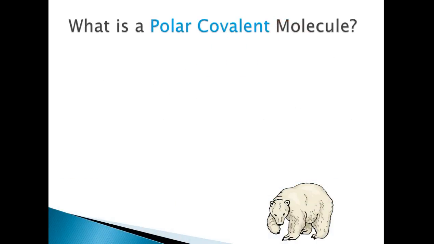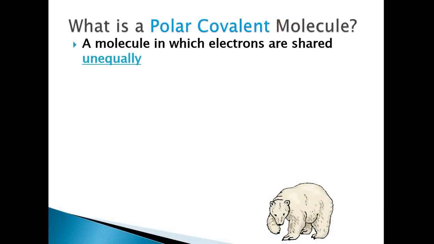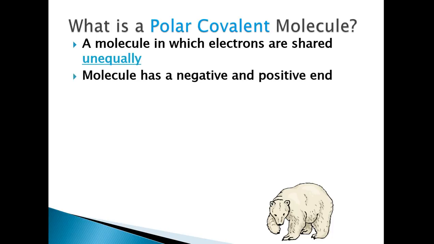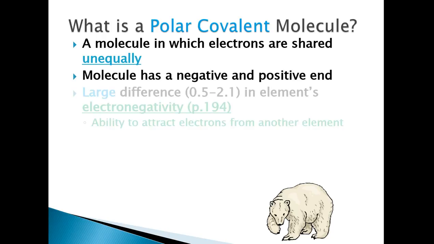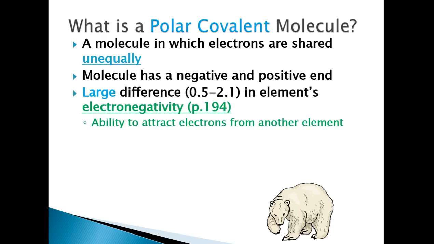A polar covalent molecule is when we have electrons being shared unequally. Of course, sharing unequally means that one element is holding on to those electrons more than the other element, and those electrons are closer to that element. And so therefore that molecule is going to end up with a negative and a positive end. There's going to be a large difference in the elements' electronegativities.